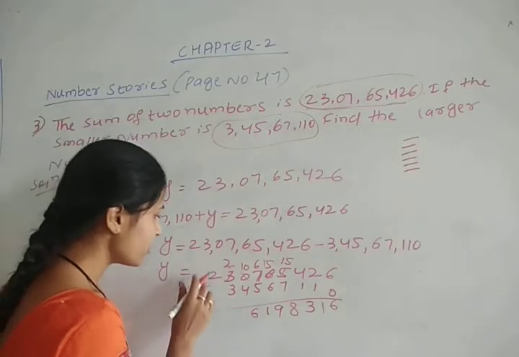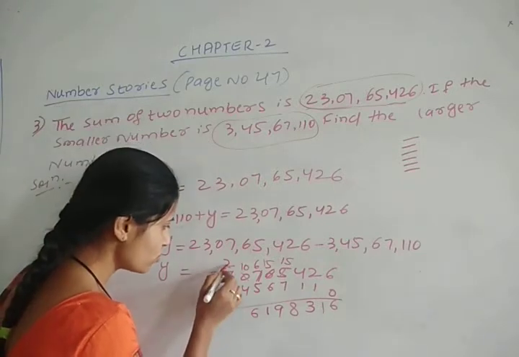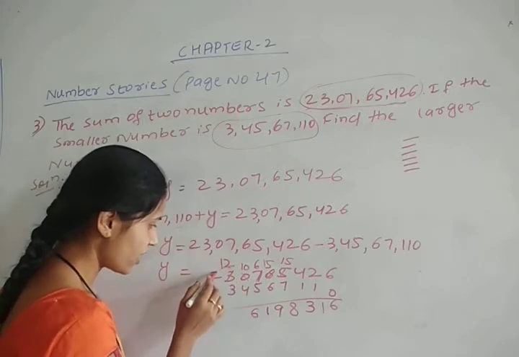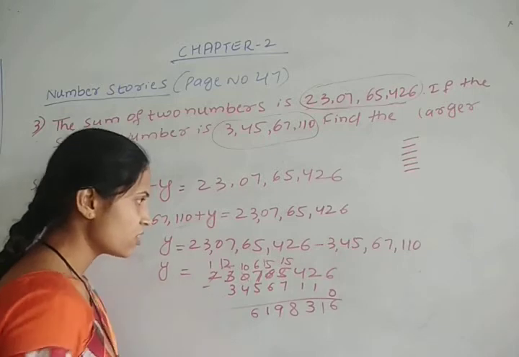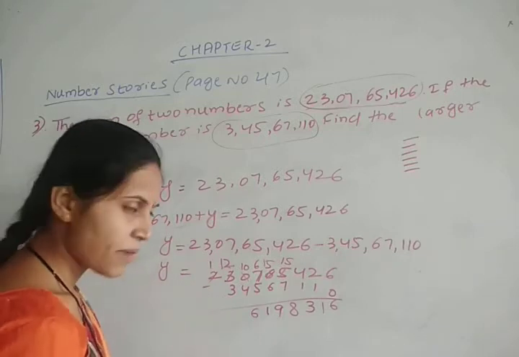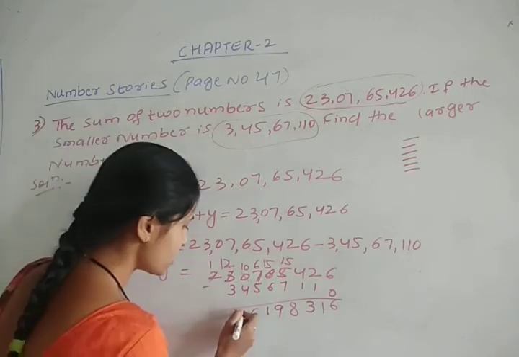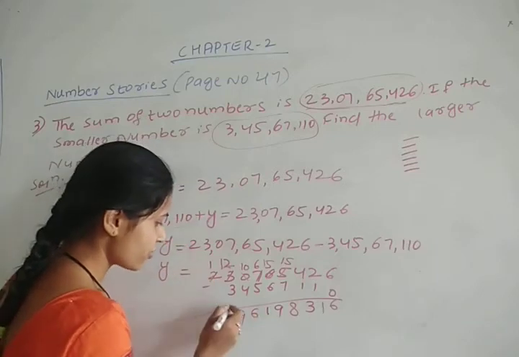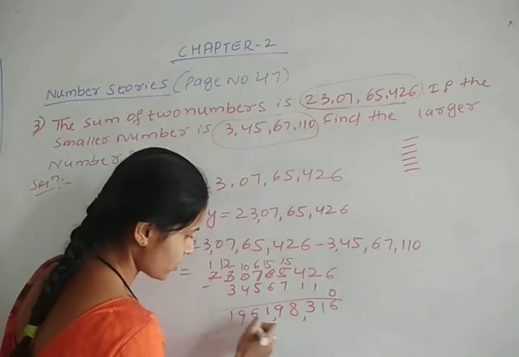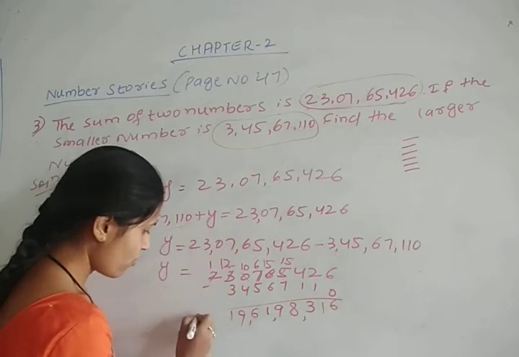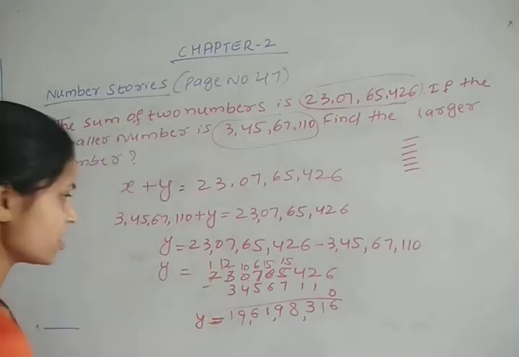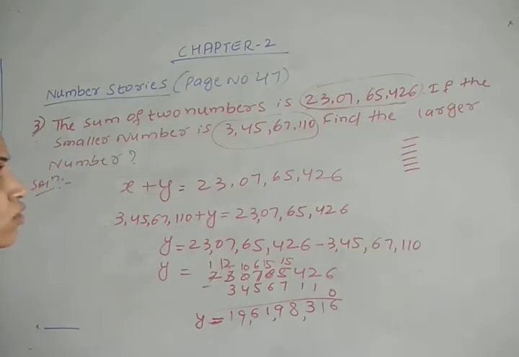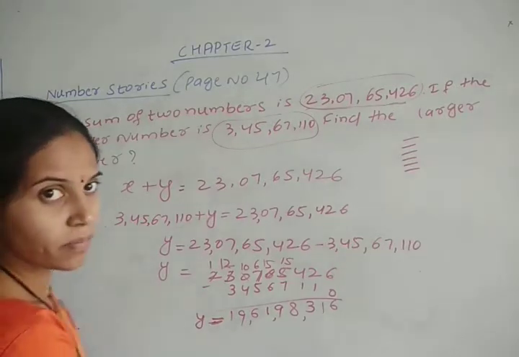So for that I will take one borrow from this 2. Now this 2 becomes 12 and here we are left with 1. Now 12 minus 3: if we subtract 3 from 12, we are left with 9. Now write 1 as it is. So this is the value of y. This is the value of y, which is also called the larger number.